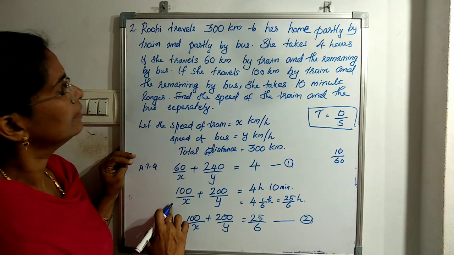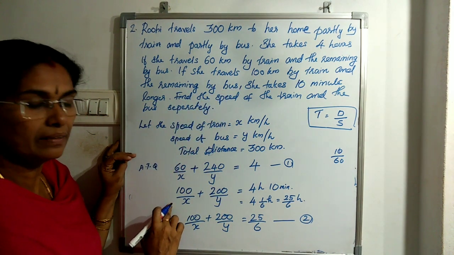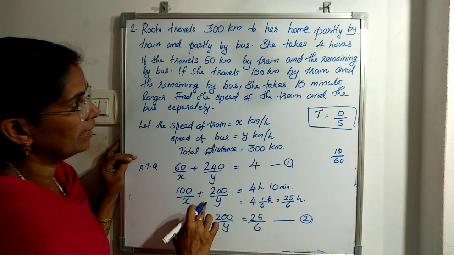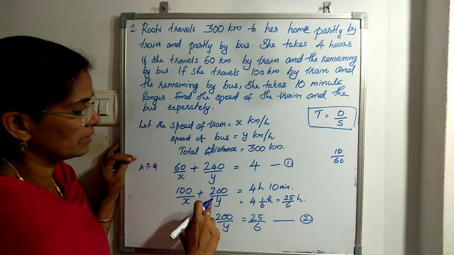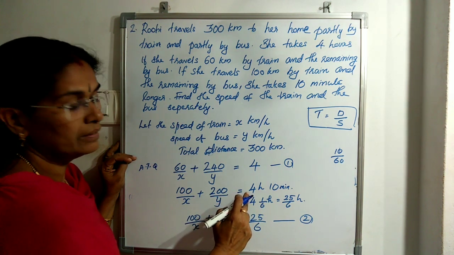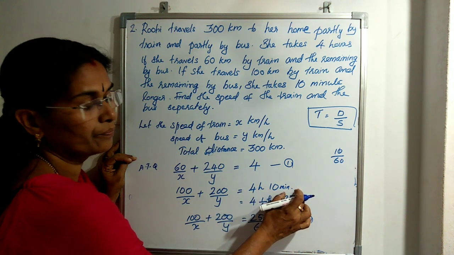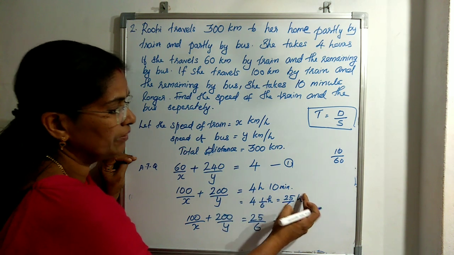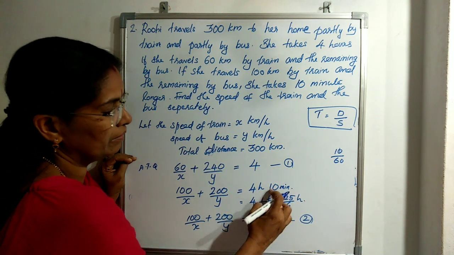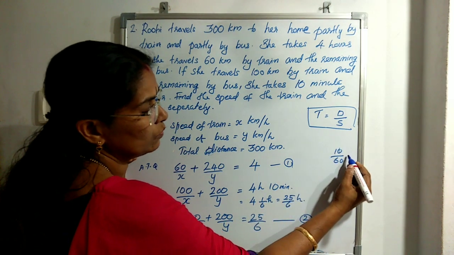On the second day, she traveled by train 100 kilometers. So, the time in train is 100 by x. After that, 200 kilometers by bus. So, 200 by y is the time. Then, she reached her home after 4 hours and 10 minutes. So, 4 hours 10 minutes we are converting into hours, that is 4 and 1 by 6. 1 by 6 means 10 divided by 60, converting minutes into hours.